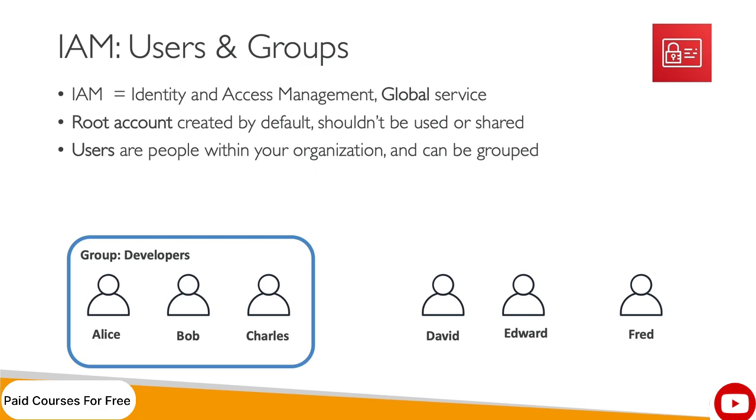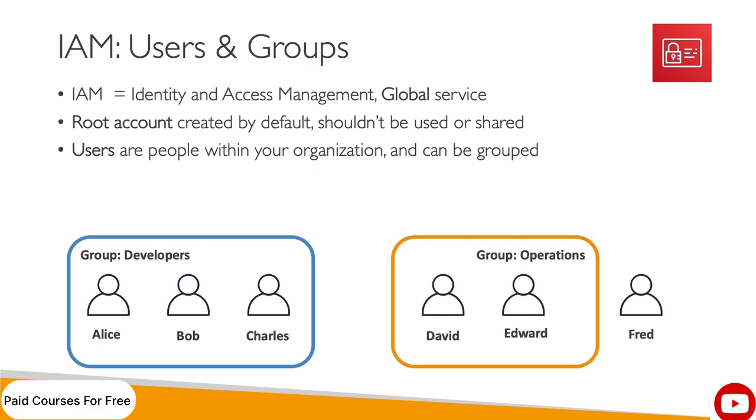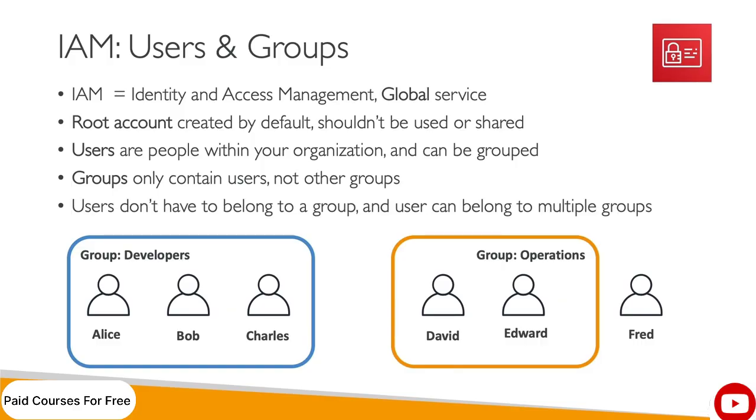And it turns out that David and Edward also work together, so we're going to create an operations group. Now we have 2 groups within IAM. Groups can only contain users, not other groups. This is something very important to understand. Groups only contain users. Some users don't have to belong to a group. For example, Fred right here is alone. He does not correspond to any group. That is not best practice, but it is something you can do in AWS.